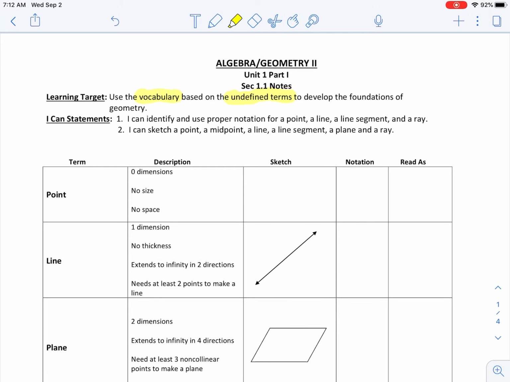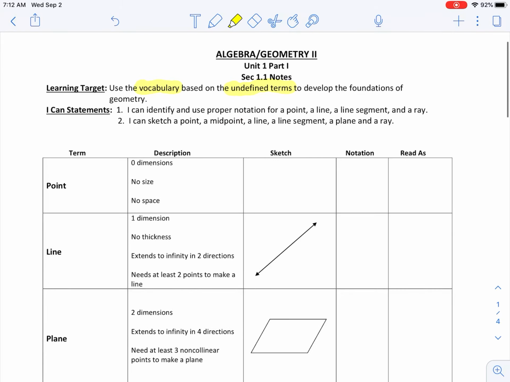So the first thing I want to point out before I even get into these terms is what I highlighted up here, the undefined terms. Our undefined terms are actually point, line, and plane. So you'll see that sometimes, and you'll notice that on the notes here it says description, because it's not really a definition for point, line, and plane. It is a description. These are undefined terms from which we build the foundations of geometry.